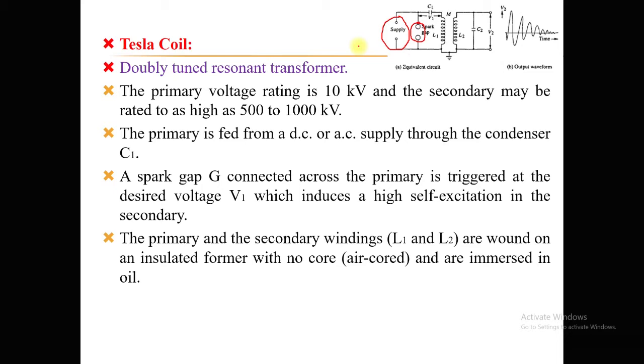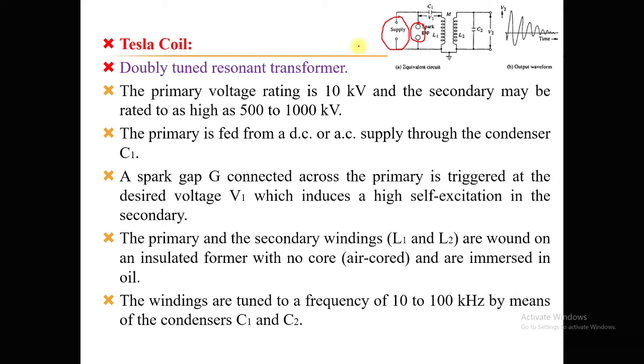Why do they need to be immersed in the oil? Because of the higher frequency, there are always heat losses, so tremendous heat can be generated. To offer better cooling as well as insulation to these current carrying windings, a liquid dielectric is used. The main function of the liquid dielectric is to keep the windings L1 and L2 cool.